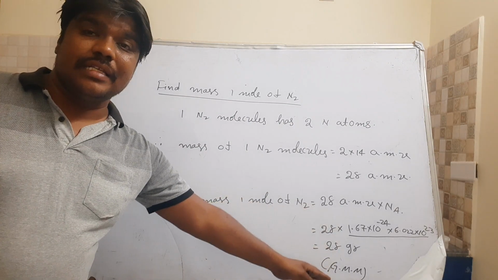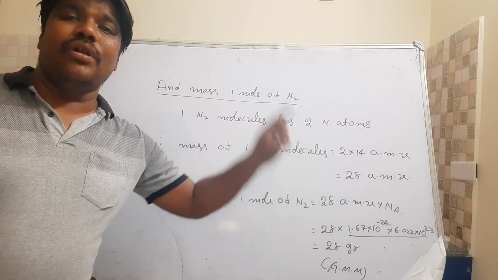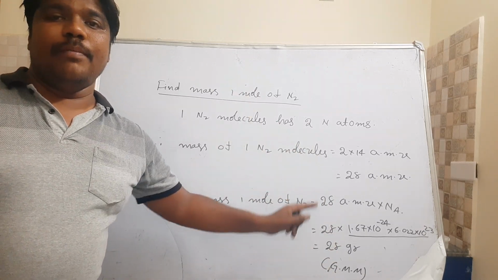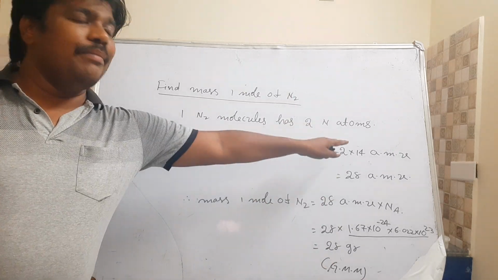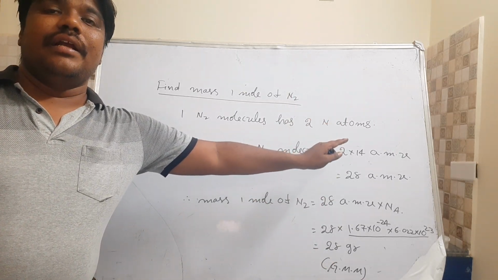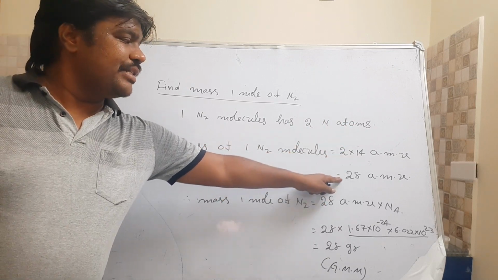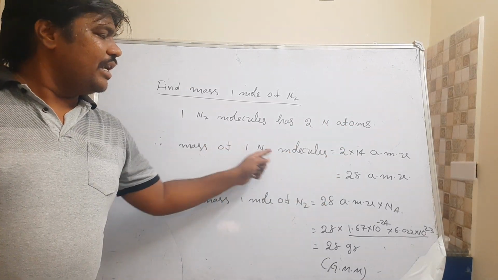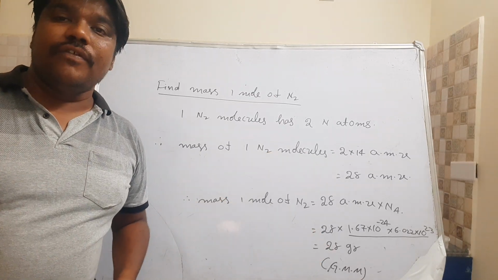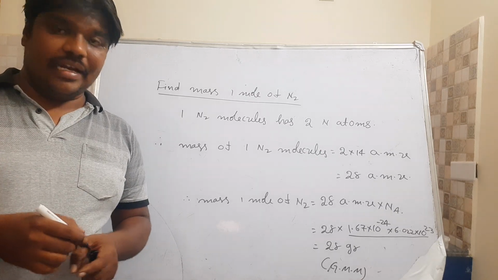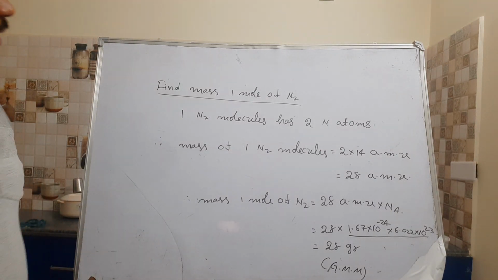Gram molar mass, or gram molecular mass, is the mass of 1 mole of molecules. AMU is the mass of 1 molecule. 28 AMU is nothing but the mass of 1 nitrogen molecule. 28 grams is nothing but the mass of 1 mole of nitrogen molecules. I think you are getting it, right?